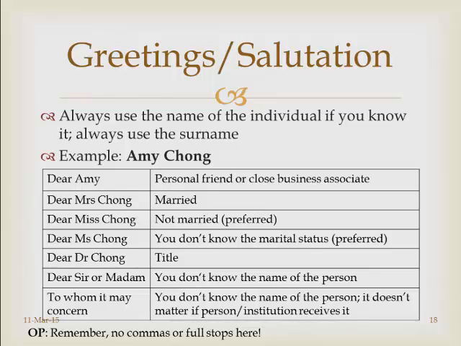Now always use the name of the individual if you know it. And if you do use it, use the surname at all times. So for example, you're writing to Amy Chong. You write "Dear Amy" if she is a very personal friend or close colleague. Otherwise, do not use the first name. Use the surname and you will never go wrong. So "Dear Mrs. Chong" if she's married. "Dear Miss Chong", M-I-S-S, complete, if she's not married. "Dear Ms. Chong" if you don't know whether she's married or not. "Dear Dr. Chong" if there's a title.